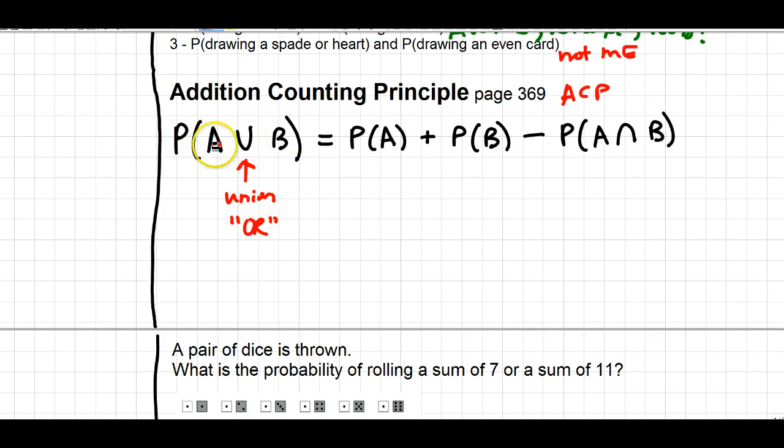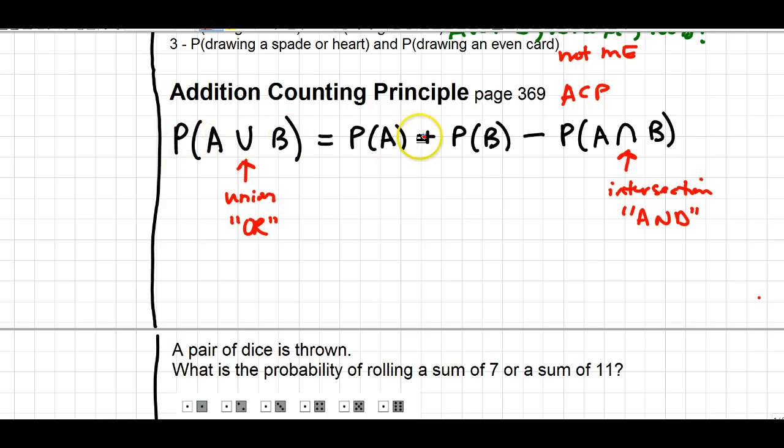So if we're trying to find the probability of A or B, the way that we calculate that is we calculate the probability of A, the probability of B, add those together. But we take away any intersection of the two. So the intersection is the overlap. Keyword there would be and. So we find the probability of A, we find the probability of B, add those together, but we take away any place where probability of A and B overlap each other or intersect. So let's try that now with a couple of examples.